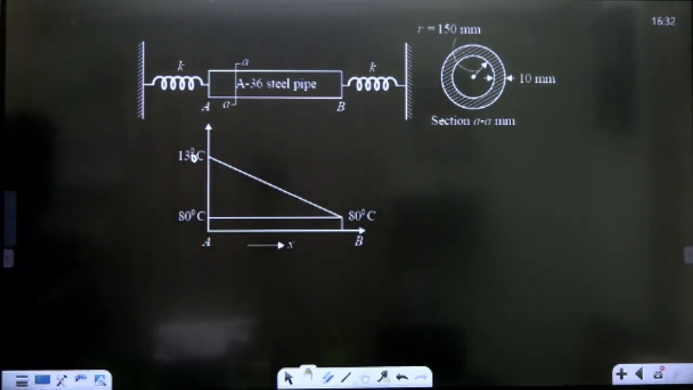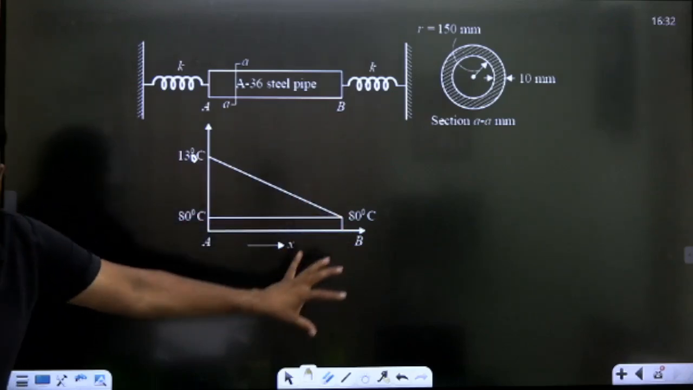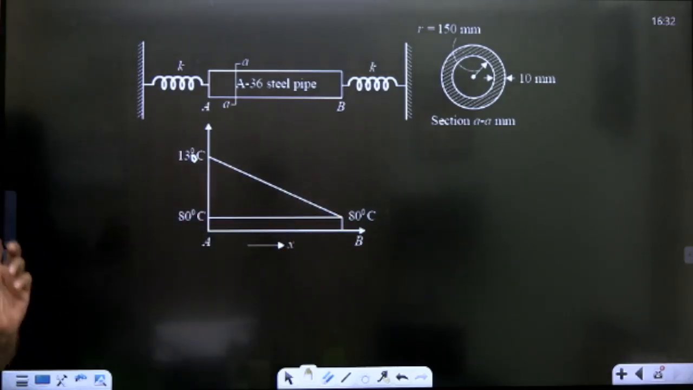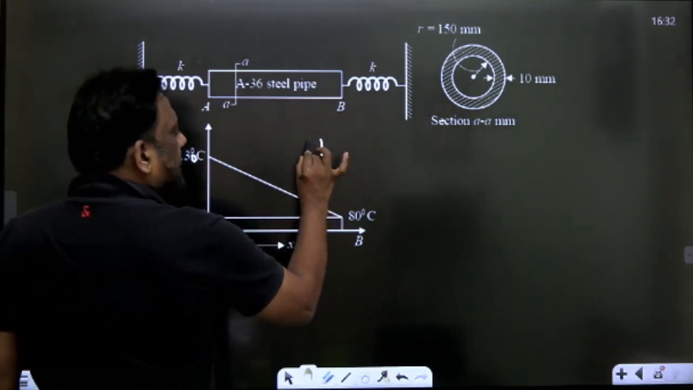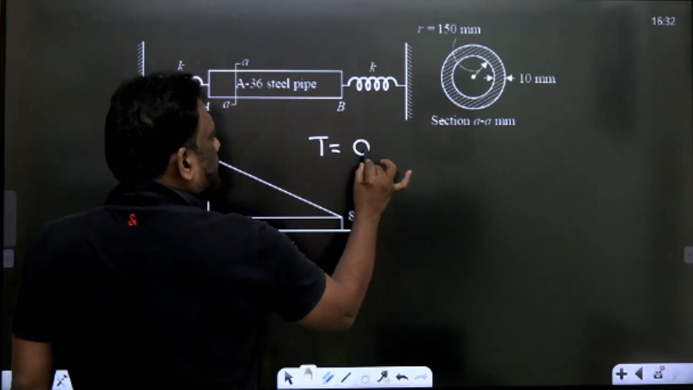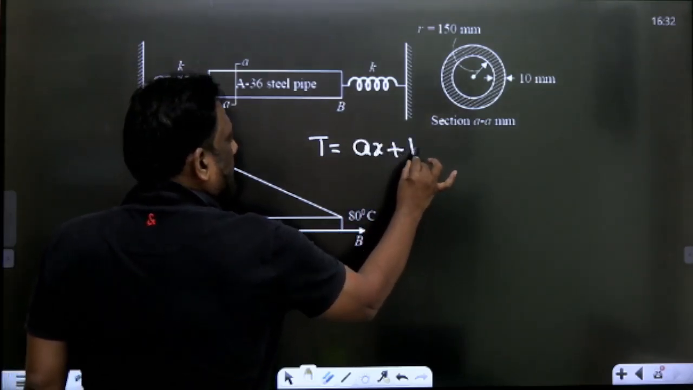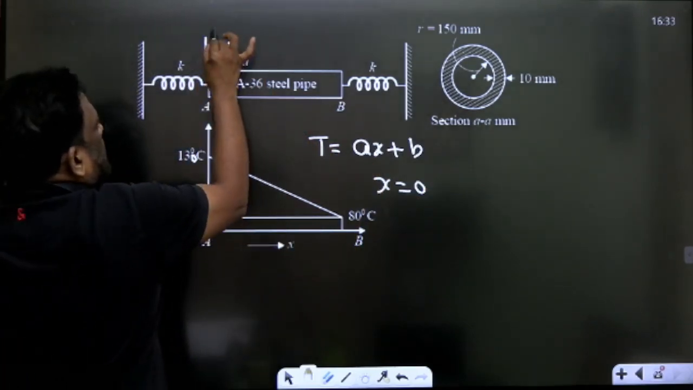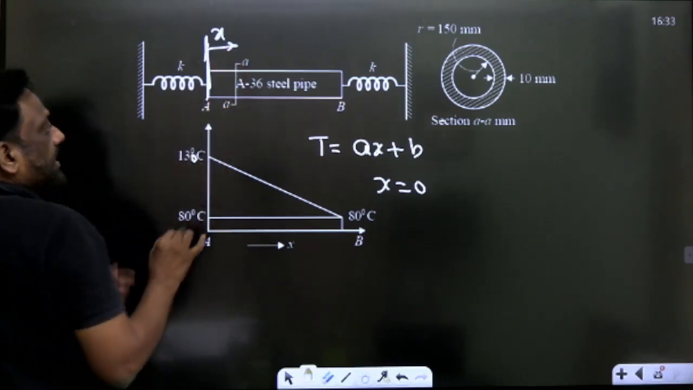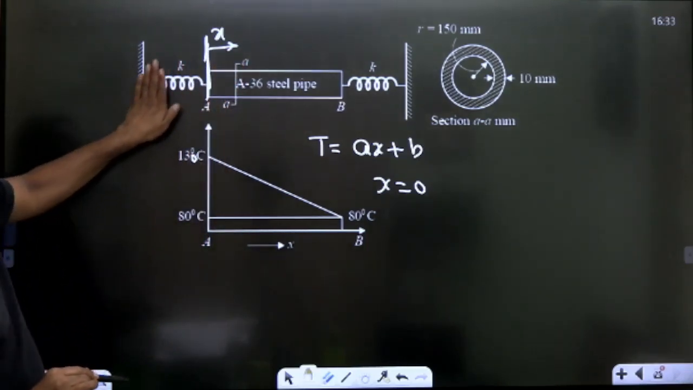The first step is to write the equation of temperature, then find delta T. How? Let me write. As it is linear, let the temperature be equal to AX plus B. When X is equal to 0, actually these are the tank walls, they are acting like springs.